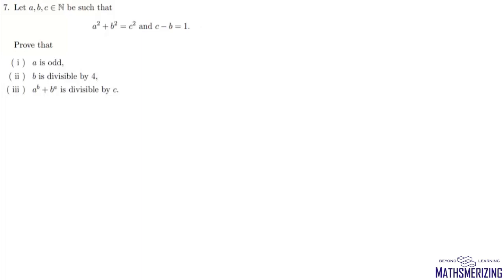Now question number 7, it says, let A, B, C be 3 natural numbers such that A square plus B square equals C square and C minus B is equal to 1. So we need to prove that first, A is odd. Now we can write A square as C square minus B square, which is (C plus B) into (C minus B). Now C minus B is 1. So we can write A square as C plus B. Now C minus B is 1, which is an odd number.